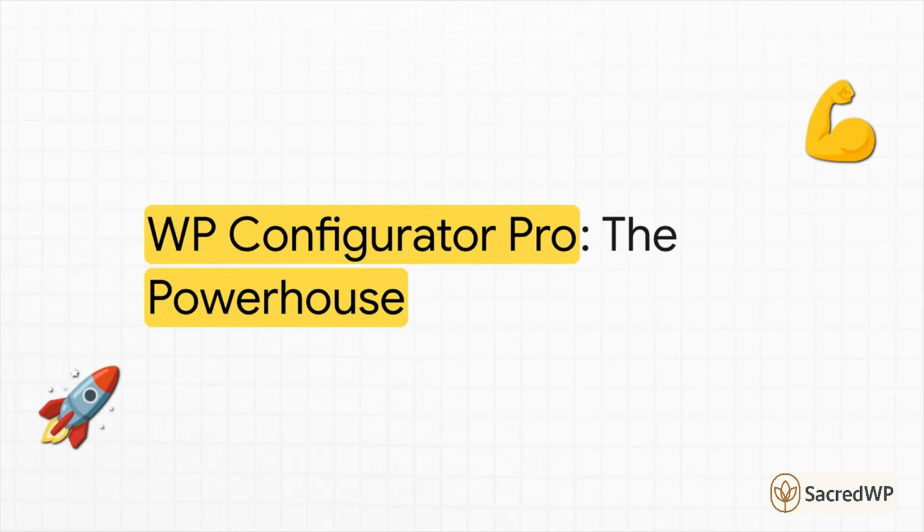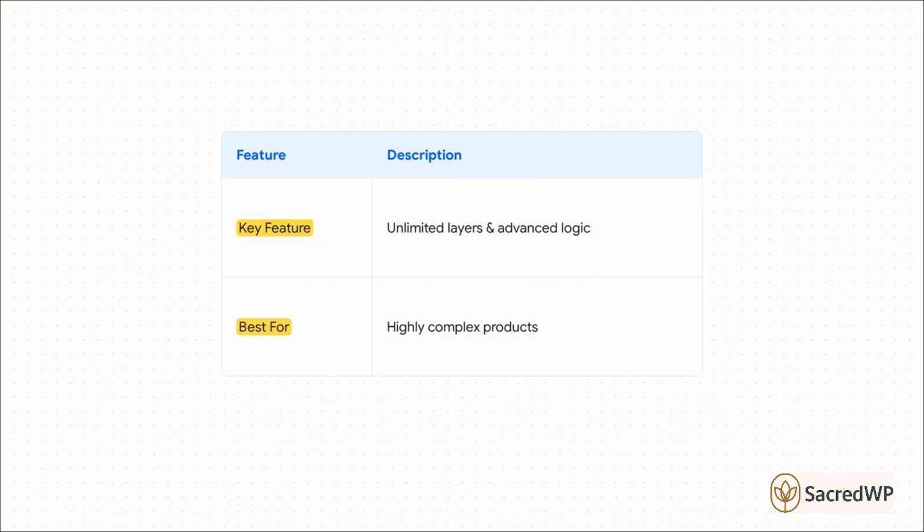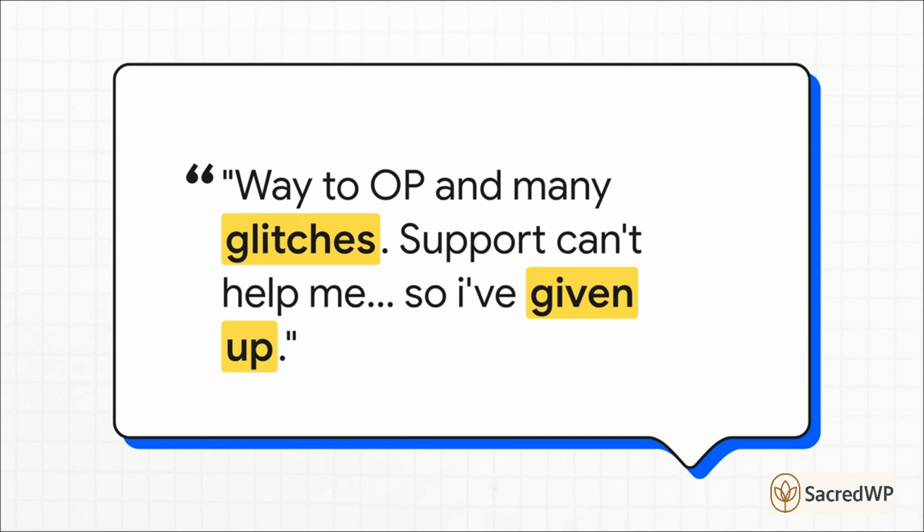And now, taking the number 1 spot on our list is the absolute powerhouse WP Configurator Pro. This is, without a doubt, the solution for seriously complex products. Think about building a custom PC online. Choosing one motherboard might limit which RAM you can pick, and a certain graphics card needs a specific power supply. That is advanced conditional logic, and this tool handles it like a champ, with unlimited image layers and a super sharp live preview. If your product has a ton of parts that all depend on each other, this thing was built for you.